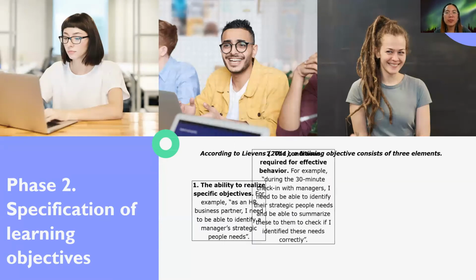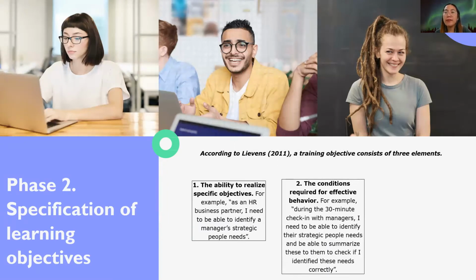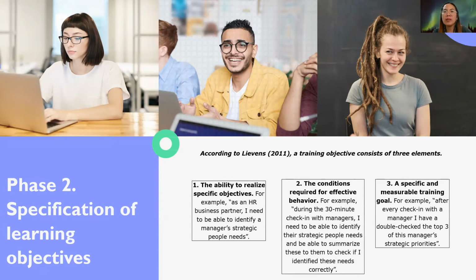No? Next, the conditions required for effective behavior. For example, during the 30-minute check-in with managers, I need to be able to identify their strategic people needs and be able to summarize this to them to check if I identified these needs correctly. So yun yung conditions required for effective behavior. No? And then third, we have specific and measurable training goals. For example, after every check-in with a manager, I double-check the top 3 of these managers' strategic priorities.